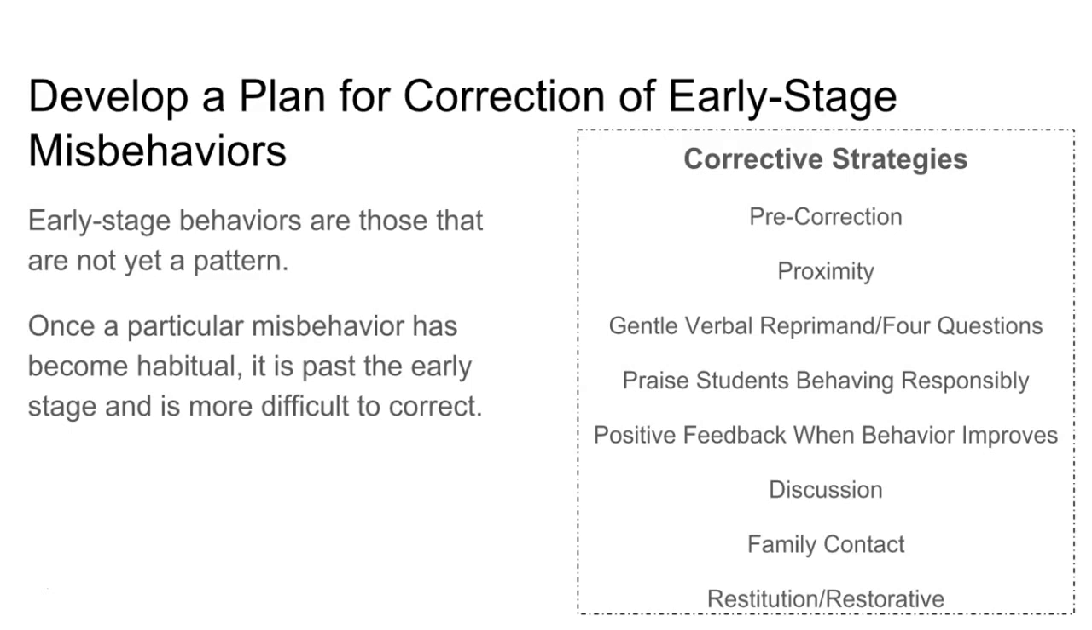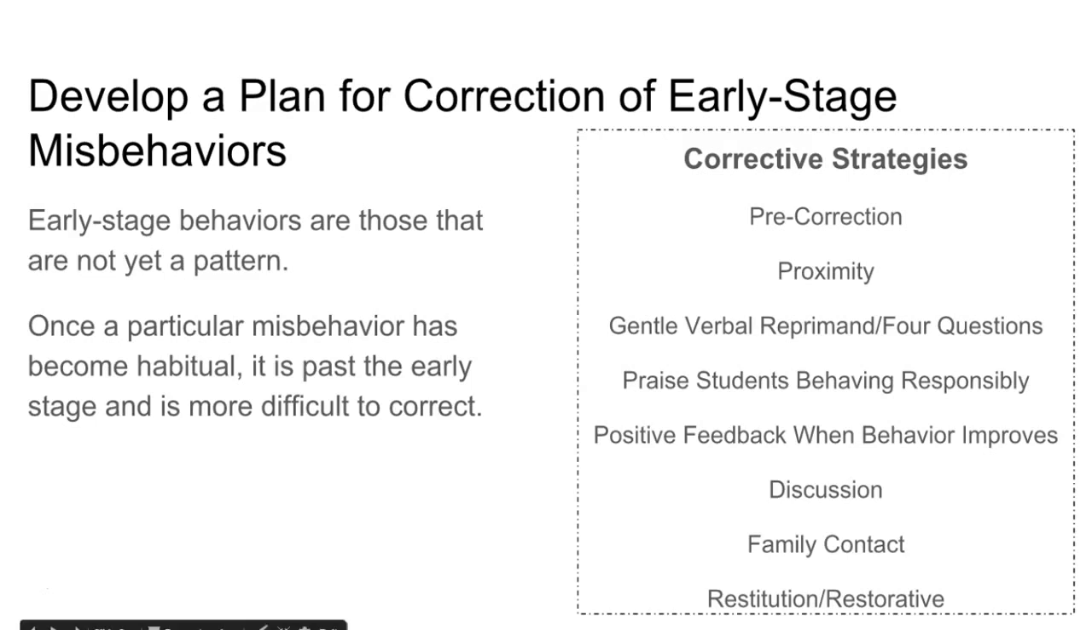The gentle verbal reprimand is usually short, one or two words or very short sentences. They cause only a very brief interruption of your lesson and are given when you are physically near misbehaving students, not across the room. It's always important not to correct behavior in front of the whole class.